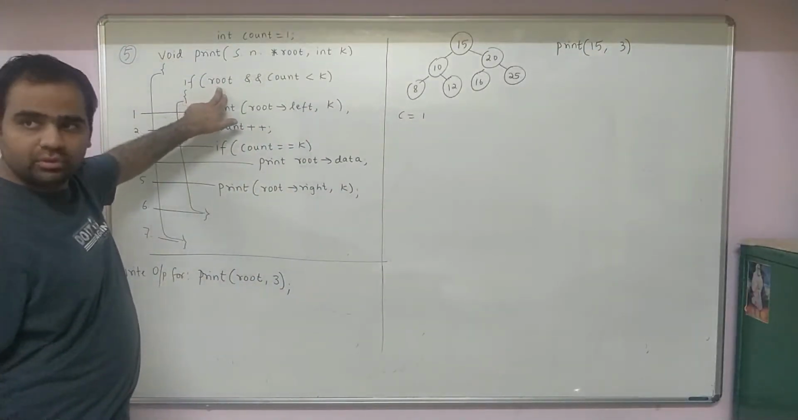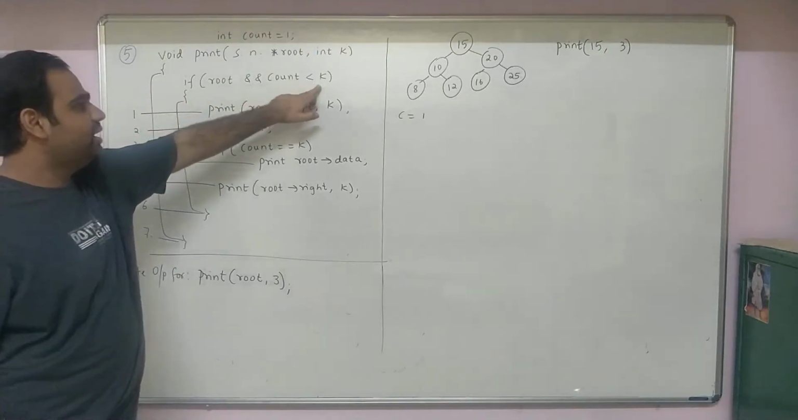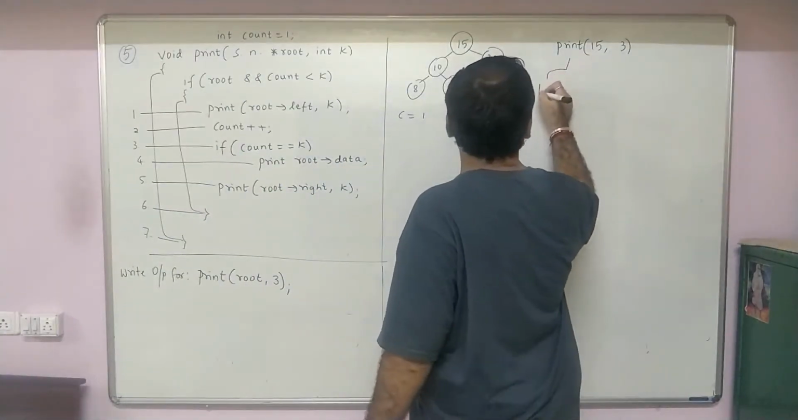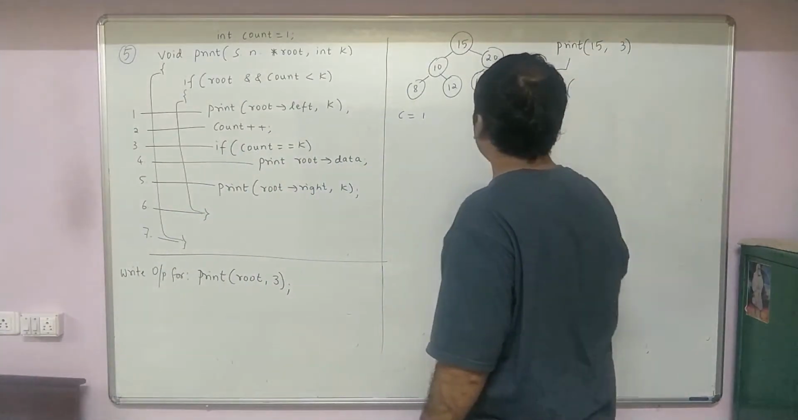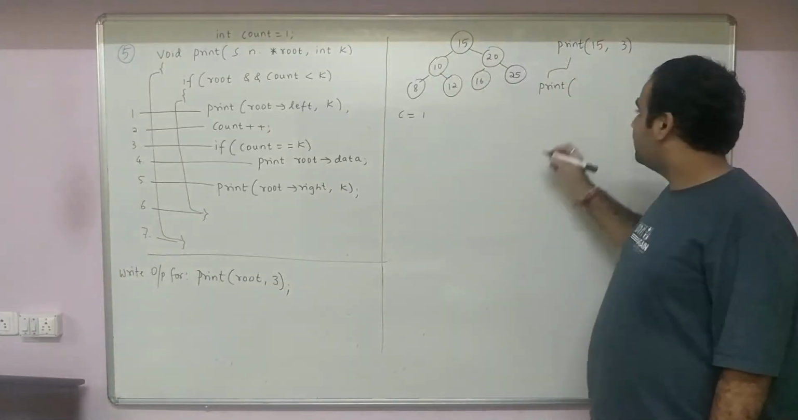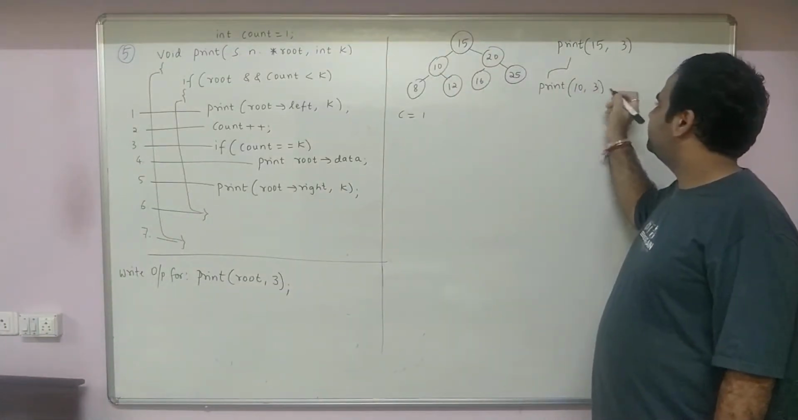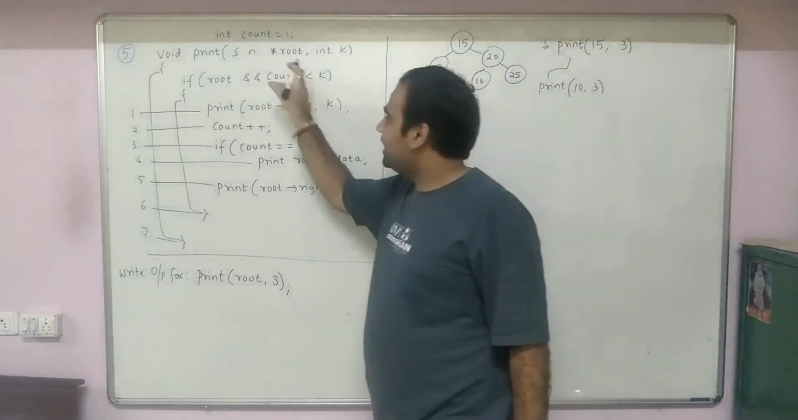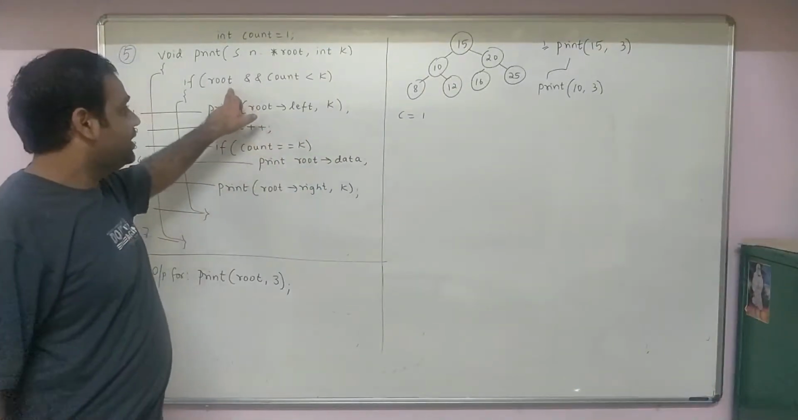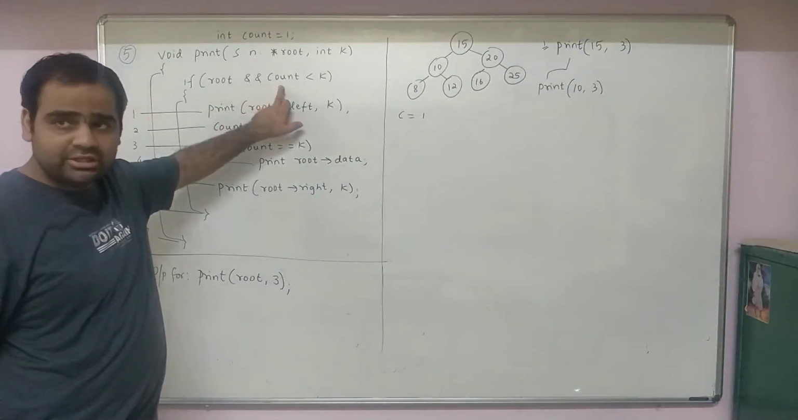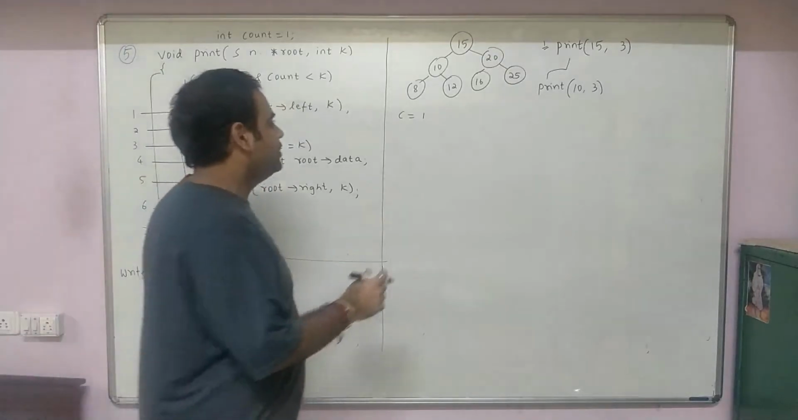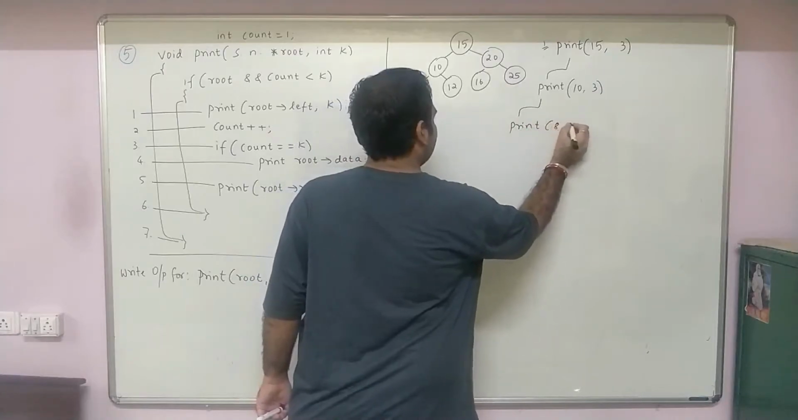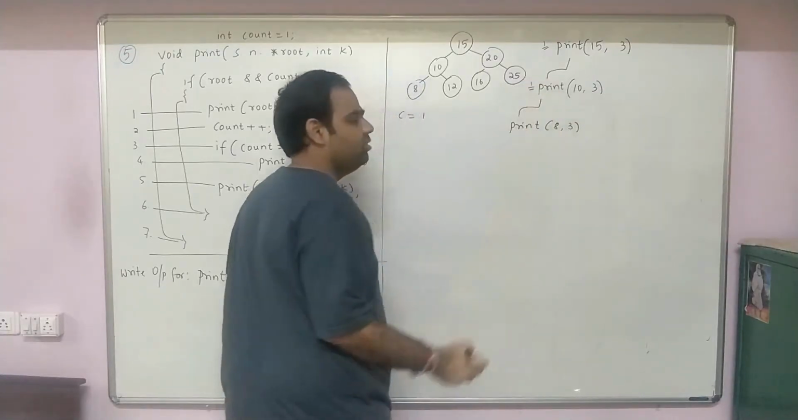Now you check. If root not null, yes. Count is 1, 1 less than 3, yes. Therefore, again you call the function print root arrow left. Hence we say print. What is 15 arrow left? 15 arrow left is 10, comma 3. We say 10, comma 3. Is that okay? And the return line number is 1. Again you go back. The value of root over here is 10 and the value of count is still 1, 1 less than 3, yes. Again you call the function print root arrow left. Print 10 arrow left is 8 and the value of k is 3 and the return line number is 1.